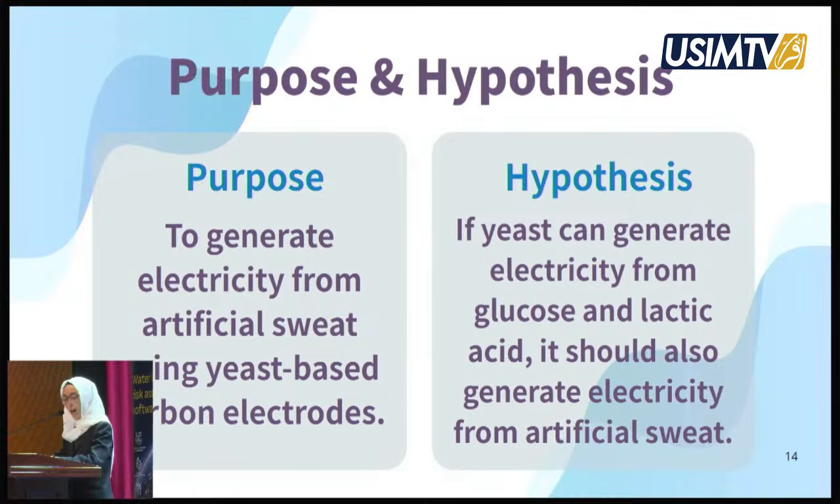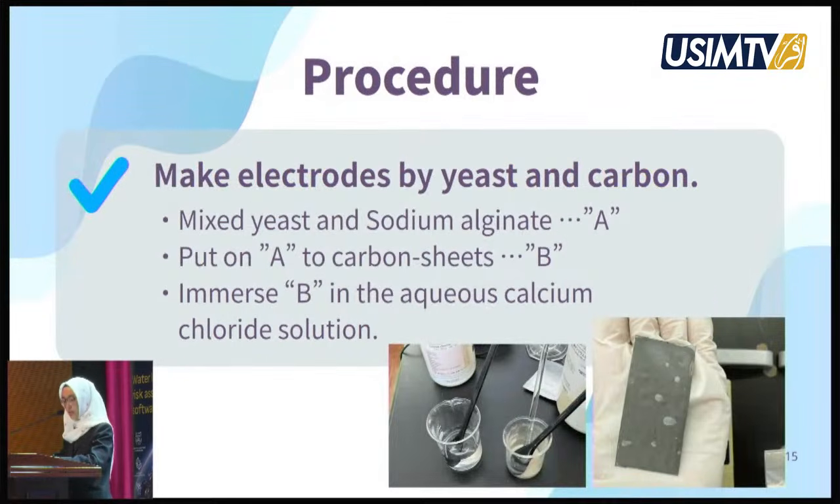So I prepared the electrodes in 3 steps. First, I mixed yeast with sodium alginate. Next, I coated carbon cloth with the mixture. Finally, I soaked them in calcium chloride solution. This formed a gel that held the yeast on the carbon electrode.